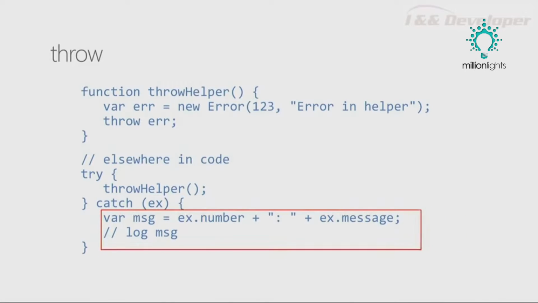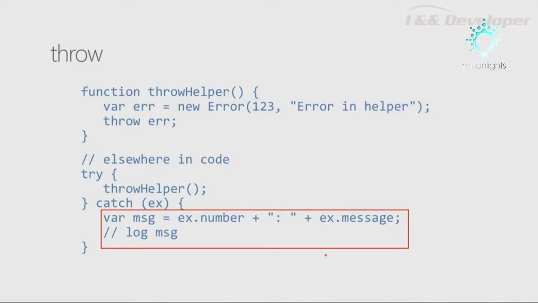So this is what it's going to do. It's going to say, all right, let's go ahead and grab a consolidated message by concatenating whatever the number was as well as the message, and then we'll log it somewhere. So that's a classic use of what you might do inside of a catch block: notify or log somewhere what happened.